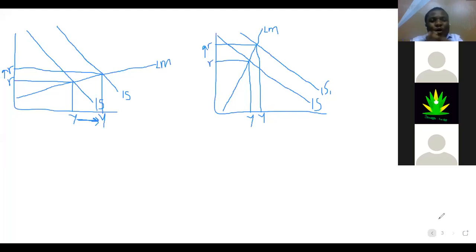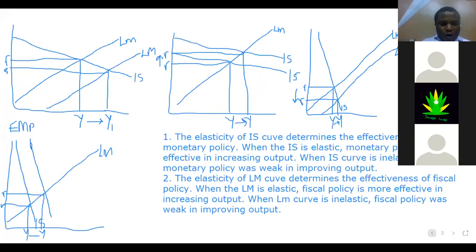So when you are considering your policy mix, there is a need for you to consider the elasticity of your curve. All right? It's very, very important to consider the elasticity of your curve. And that explains why sometimes the government tries to pursue fiscal policy measures, and it looks as if the government is not doing anything. It's simply because of the activities in the money market. They're not doing anything. Why? Simply because that particular money market is not effective.